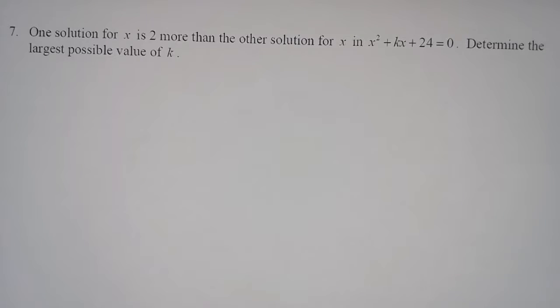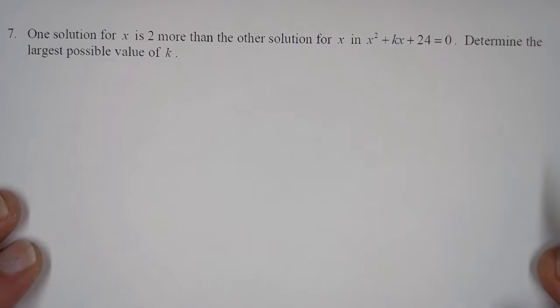In this problem, they give us one solution for x is 2 more than the other solution in this equation. x squared plus kx plus 24 equals 0. So determine the largest possible value of k.